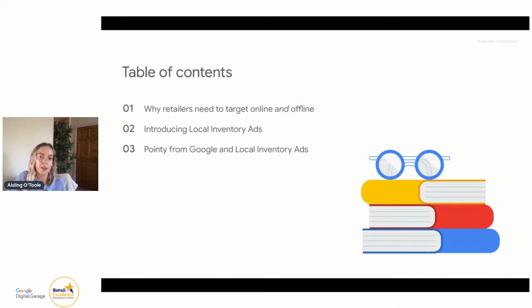So what will we be talking about today? There's just 3 main points that I want to talk about. Firstly, why it's important to target online and offline shoppers with your ads. Secondly, I will introduce you properly to local inventory ads and what they are. And lastly is how you can use Pointy from Google to run your local inventory ads in just 2 clicks.